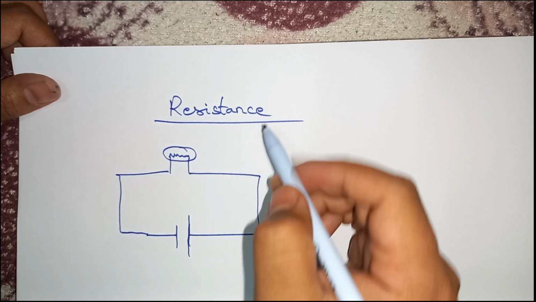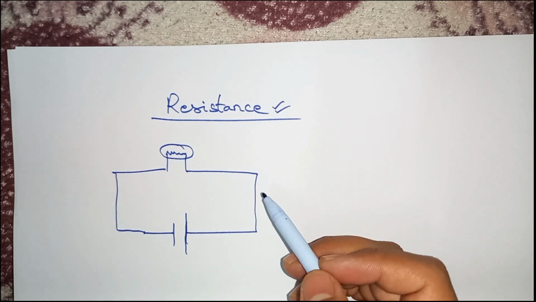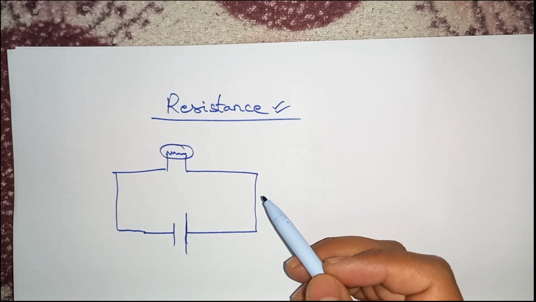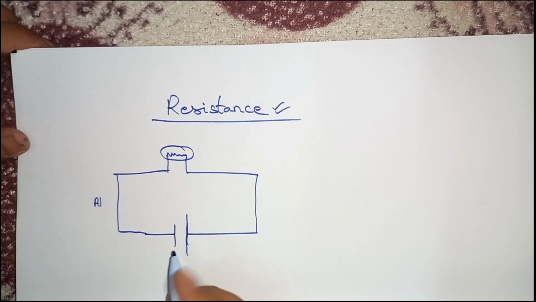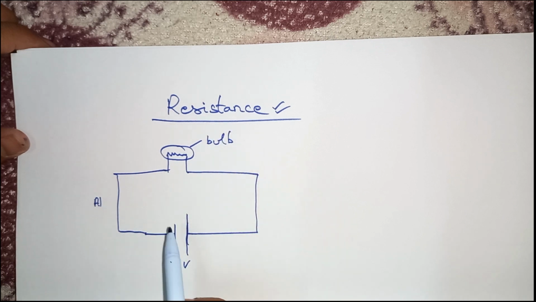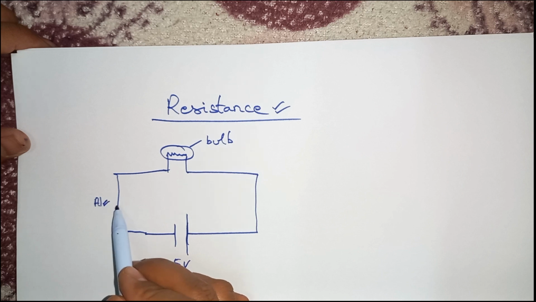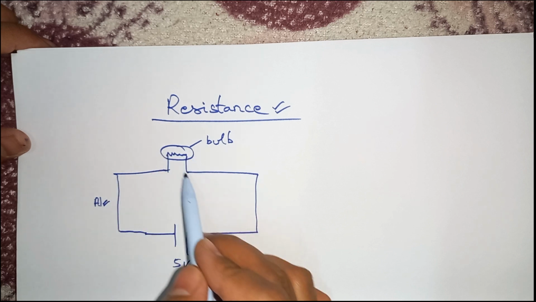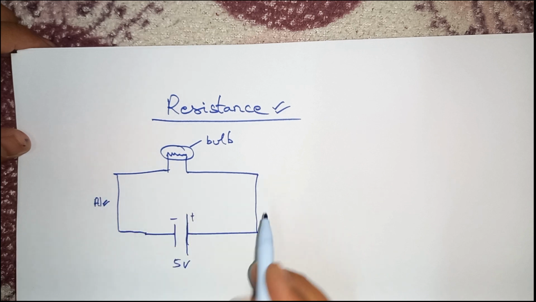Now, what do you mean by resistance? All material, meaning any kind of object, tries to stop the current from flowing to some extent. Suppose this is an aluminum wire, this is a 5 volt battery, and this is a bulb. The aluminum wire and the bulb are the appliances, and another wire is connected to the positive terminal of the battery.